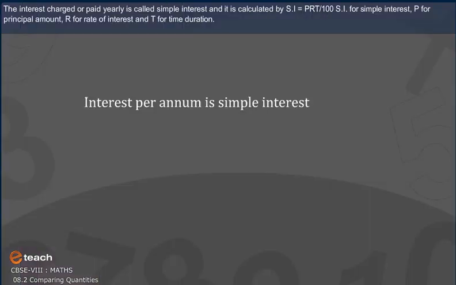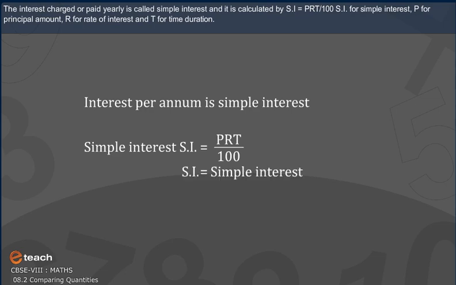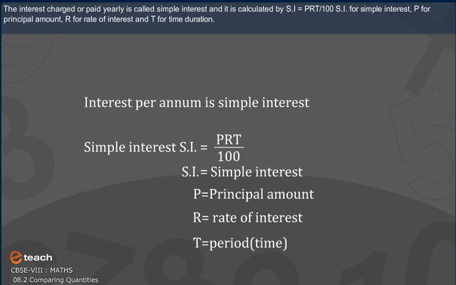The interest charged or paid yearly is called simple interest and it is calculated by SI equals PRT divided by 100. SI for simple interest, P for principal amount, R for rate of interest and T for the time duration.